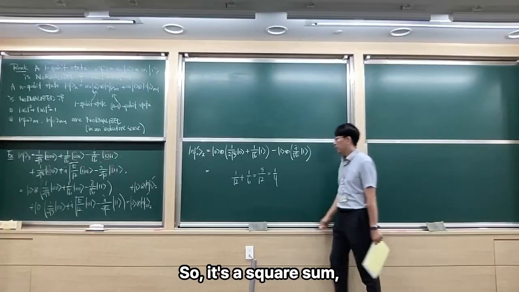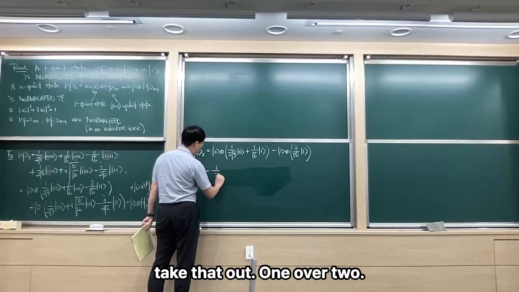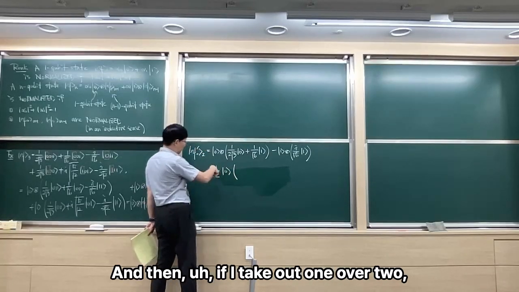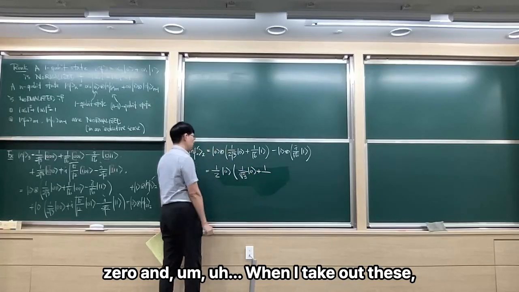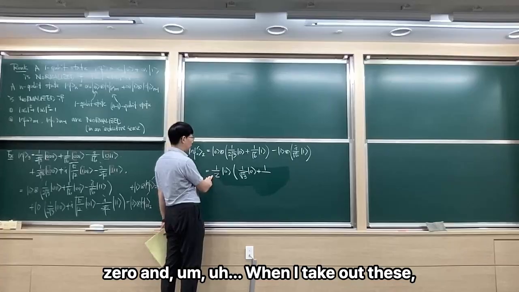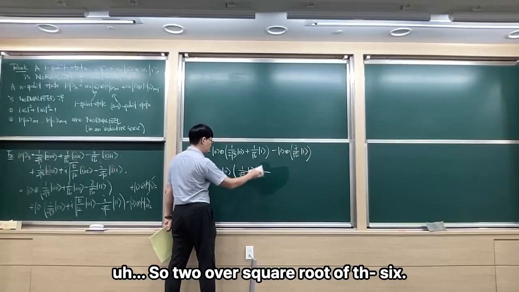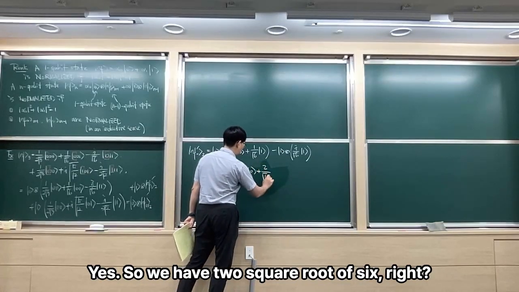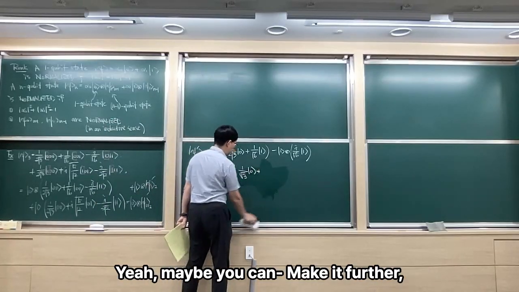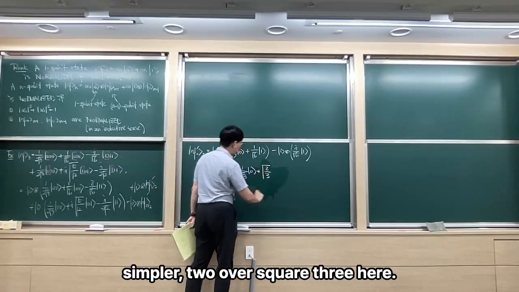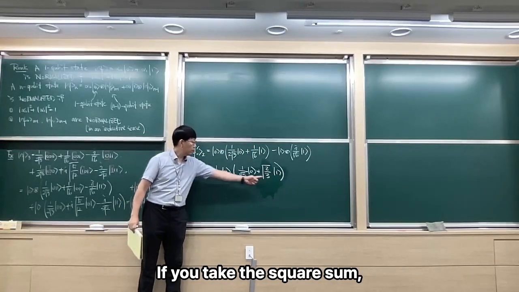So it's a square sum. What I have to do is take out 1 over 2. Then if I take out 1 over 2, I get 1 over square root of 3 |0>, and when I take out these, 2 over square root of 6. Yes, so we have 2 over square root of 6, right? Maybe I can make it simpler: 2 over square root of 3 here. So this is normalized. Obviously, if you take the square sum, it becomes 1.